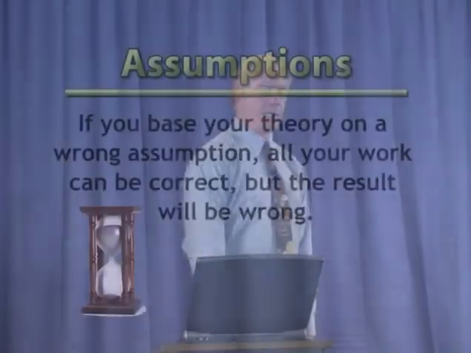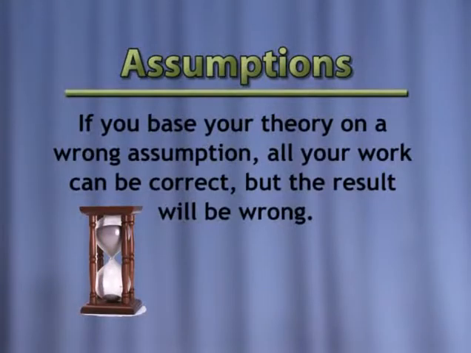But the public never hears any of this. That is called indoctrination. It's called deception by omission. The evolutionist model is unwilling to present all the scientific evidence. Why? Because if they did, evolution cannot stand up against the science. So assumptions again. If you base your theory on a wrong assumption, all your work can be correct, but the result can be very wrong.